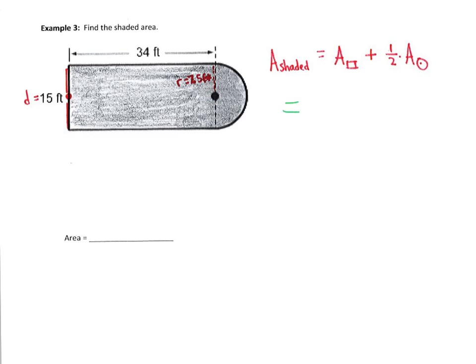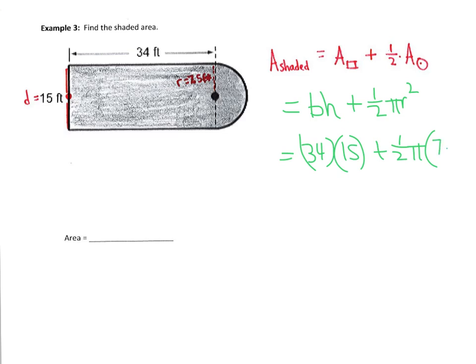So we have area of a rectangle is base times height. And then the area of a circle is pi r squared, but we have half of a circle, so it's 1/2 pi r squared. So we have 34 by 15 plus 1/2 times pi times 7.5 squared. Go ahead and put that in your calculator. Round to the nearest thousandth because they don't tell us anything else in this problem.